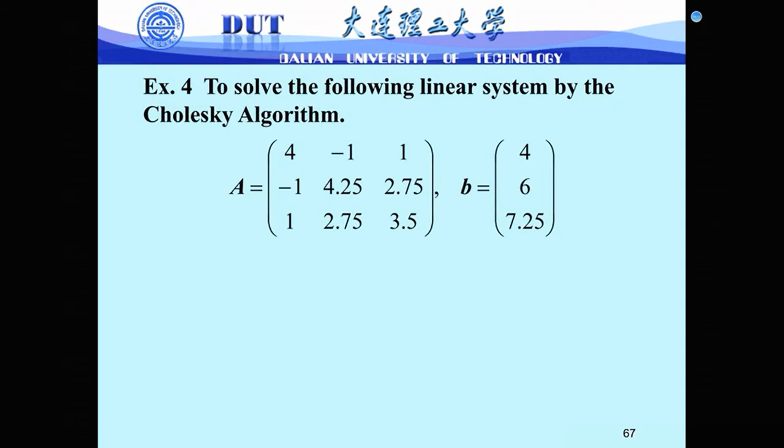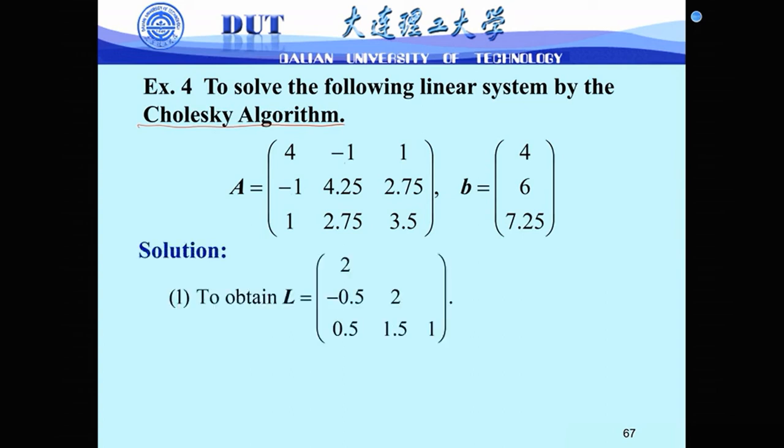Okay, finally, let's come to an example: solve the following linear system by the Cholesky algorithm. Now A is [4, -1, 1; -1, 4.25, 2.75; 1, 2.75, 3.5], and B is [4, 6, 7.25].